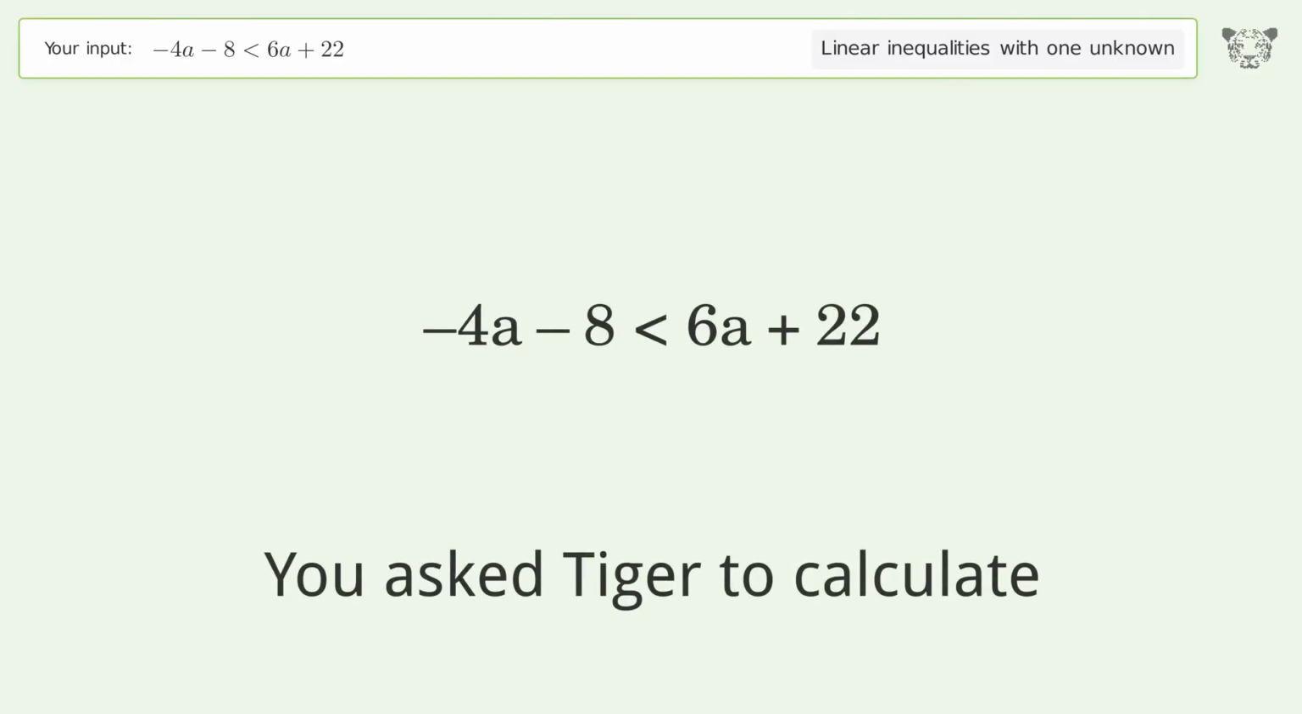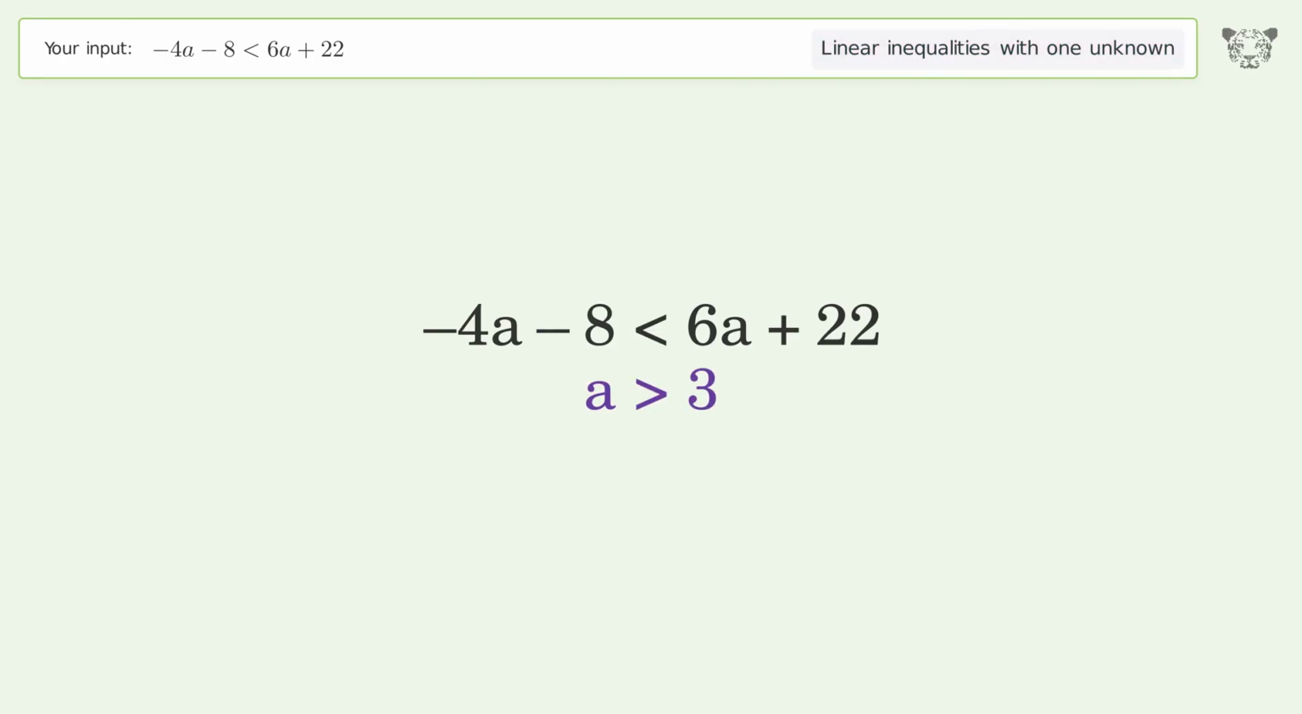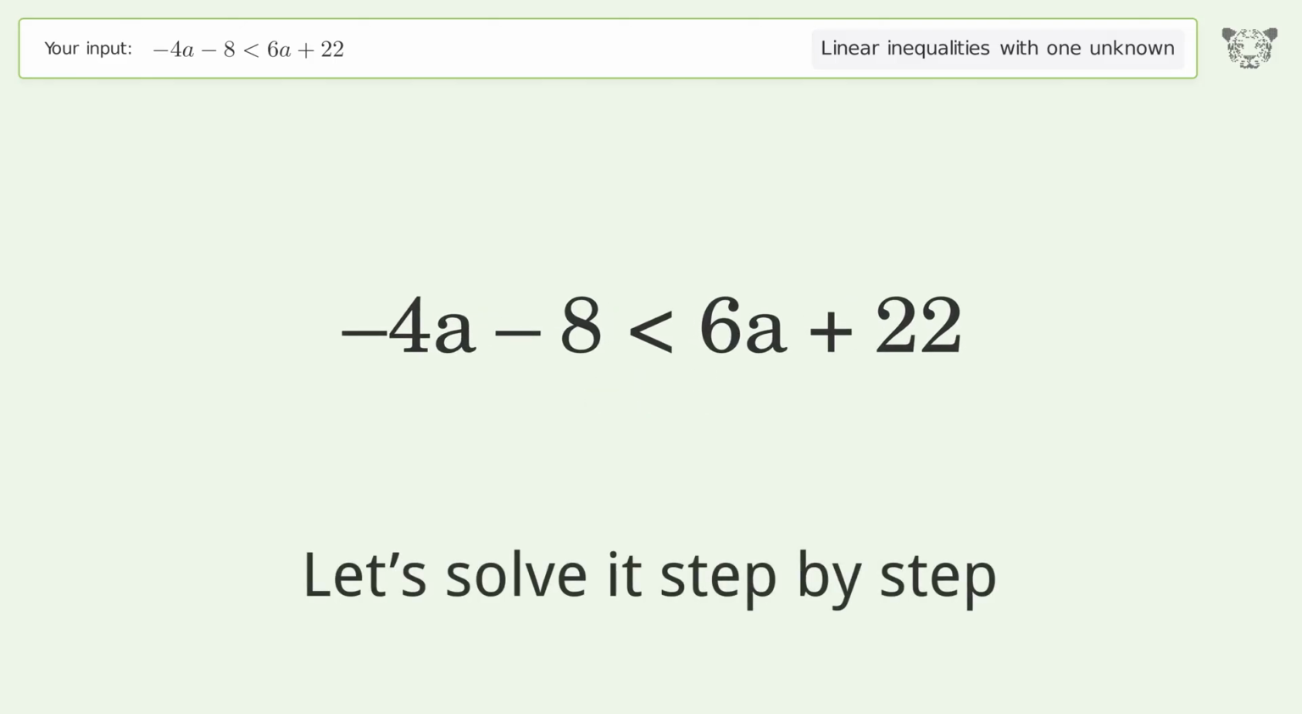You ask Tiger to calculate. This deals with linear inequalities with one unknown. The final result is a greater than -3. Let's solve it step by step.